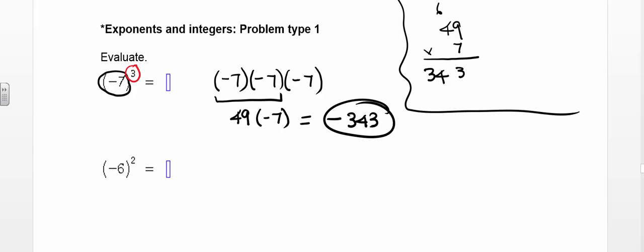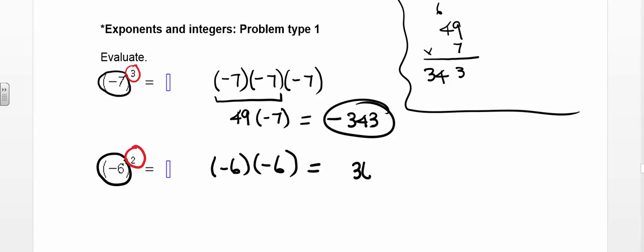This next problem, again I have a -6, and I'm multiplying that out 2 times by itself. So I'll take a -6 times a -6, and again remember it's the entire -6 because that negative sign is on the inside of my parentheses. I do that twice. 6 times 6 is 36. A negative times a negative is a positive number, so I get a positive 36. Okay?